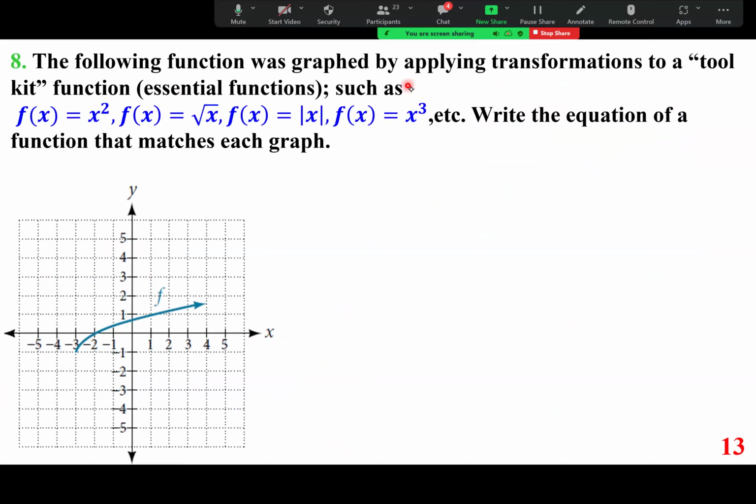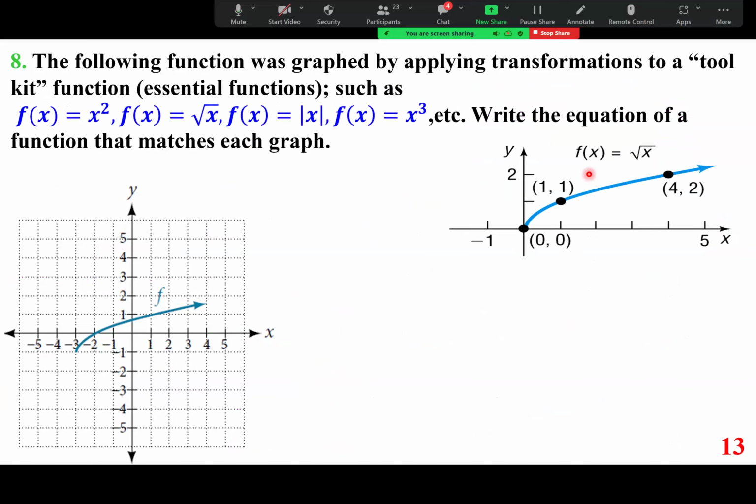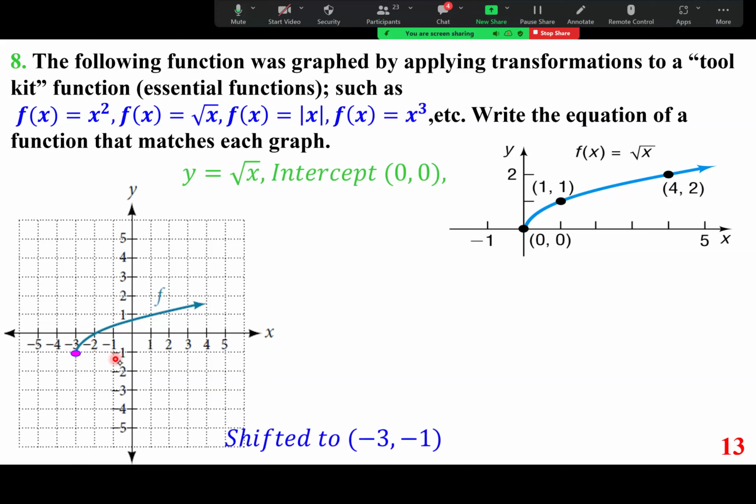The following function was graphed by applying transformation to a toolkit function, an essential function, such as one of those. Write the equation of a function that matches each graph. Because we know the shape of graphs, we remember y or f of x equals square root of x looks like that. So it's similar to that. Of course, this has the intercept of 0, 0, and it has shifted to this point, -3, -1.